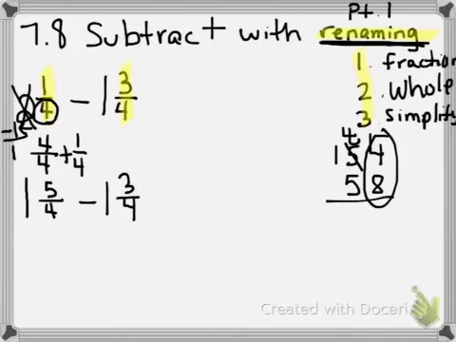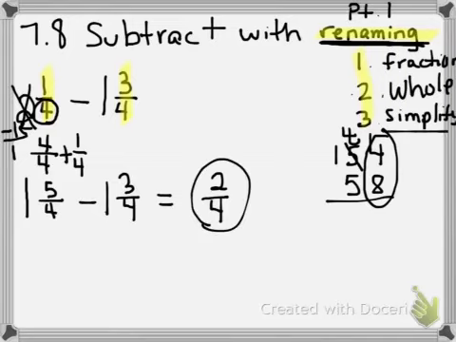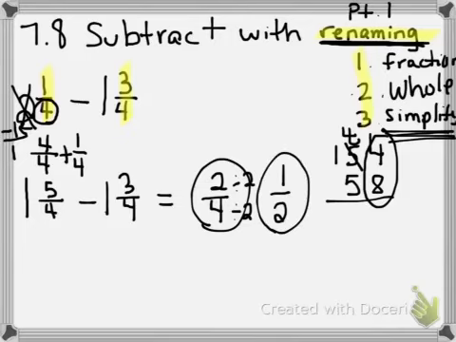Subtract my fraction, 5/4 minus 3/4. That equals 2/4. 1 minus 1, so subtract my whole numbers. That's 0. I don't even have to write that. So I'm left with 2/4. Now they can leave it this way, or if they know that they can simplify, do it. So I know I can divide both by 2, and I'm left with 1/2.